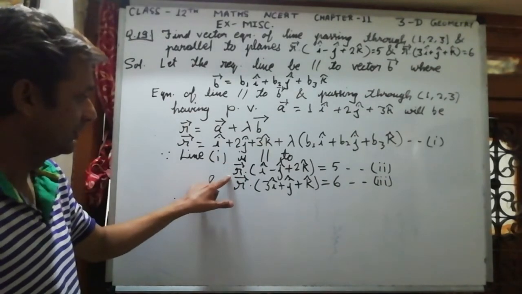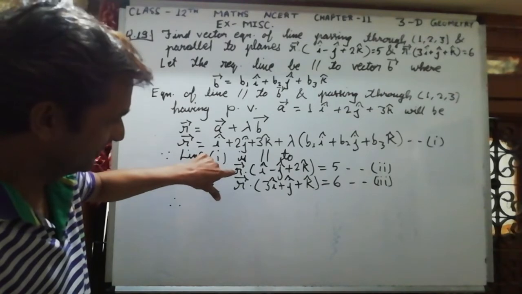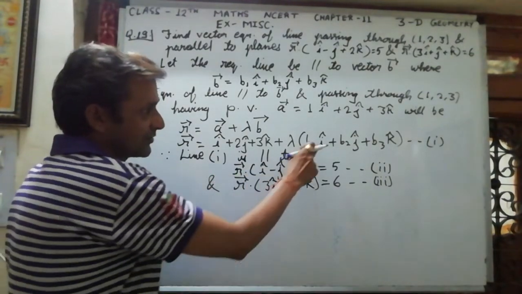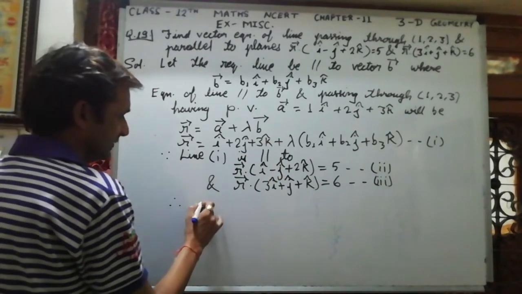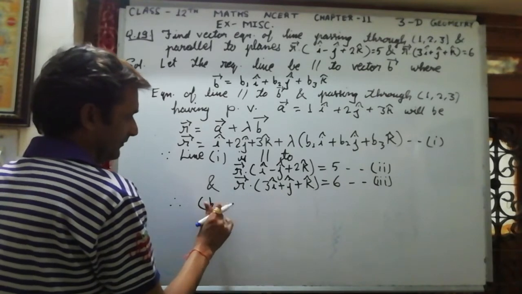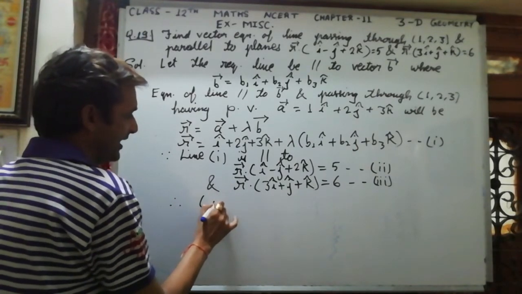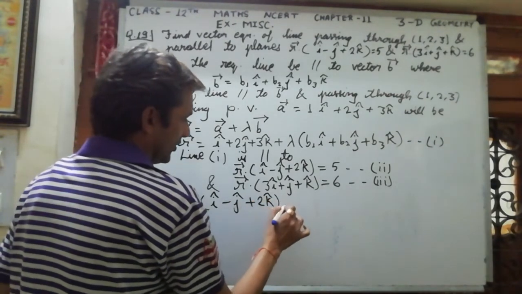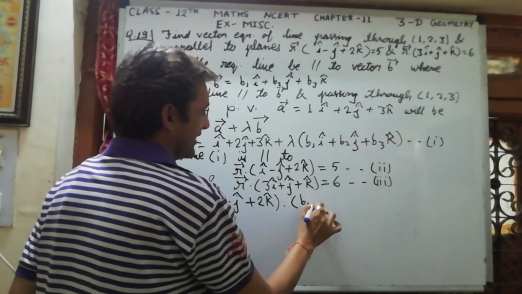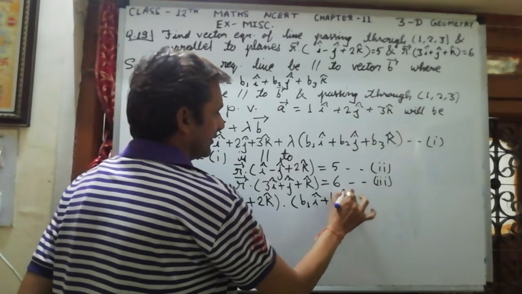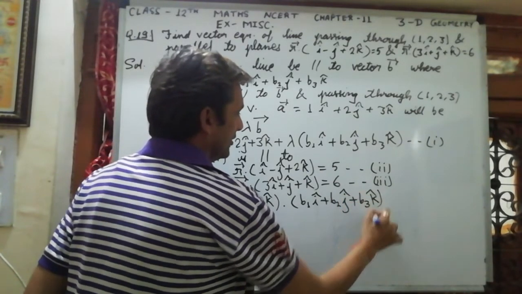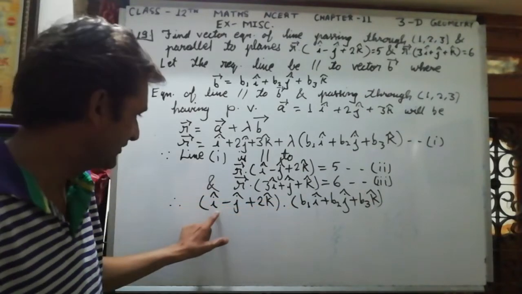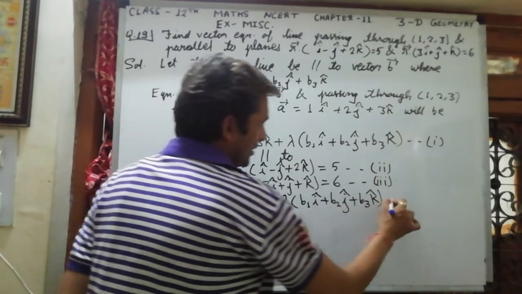Means the normal to these planes is perpendicular to this line. That's why we may write (i minus j plus 2k) dot (b1 i plus b2 j plus b3 k). The normal to these planes is perpendicular to this line, so the product of these two is equal to 0.